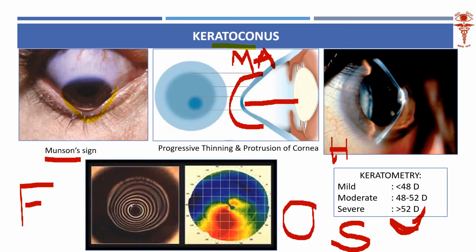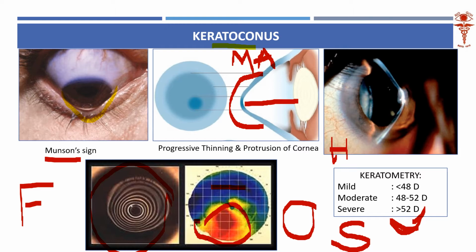In a keratoconus patient, if you keep a Placido's disc, then you will get distorted mires, a conical distortion of the mires. And if you do a topography, you will see red areas. This red area shows very much thinned and very much conically protruded areas, and the blue areas are flat areas. So these are flat areas, and these are thin and conically protruded areas.